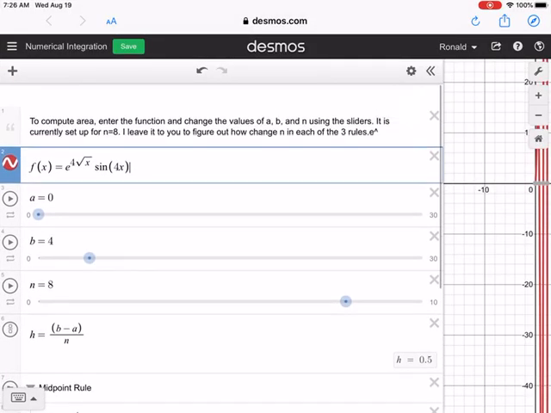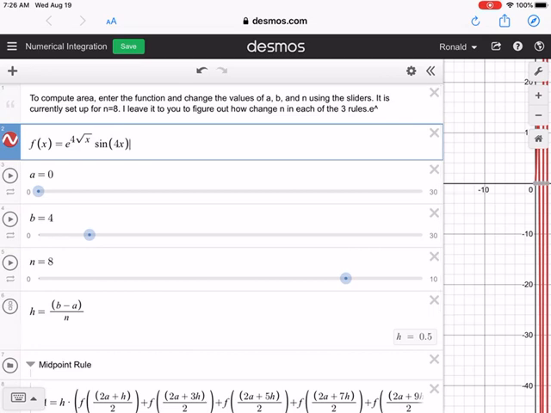In this Desmos, if you read the top here, it says, to compute area, enter the function and change the values of a, b, and n using the sliders. You can use the sliders, or you can just type the number in. It is currently set up for n equals 8 rectangles. N is the number of rectangles. I leave you to figure out how to change it to 6 or 10. You have to add or subtract terms.